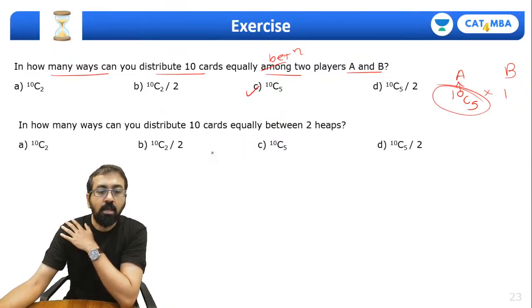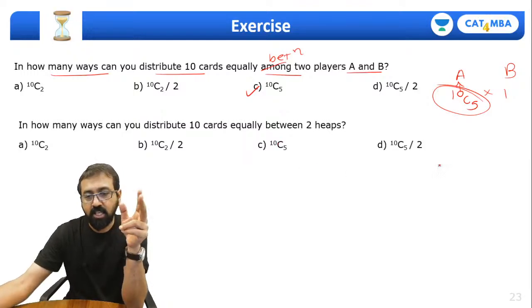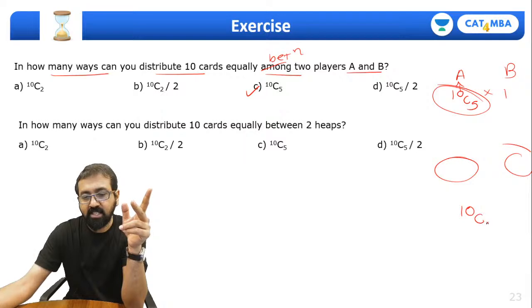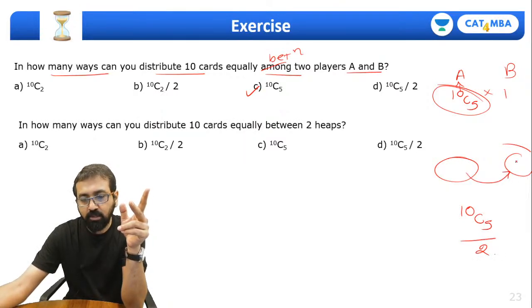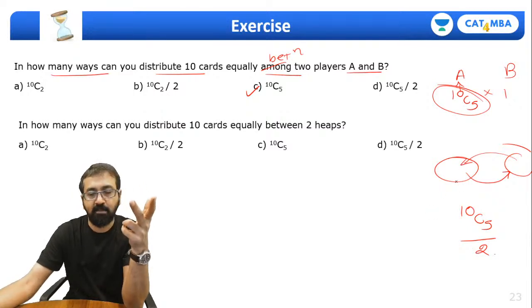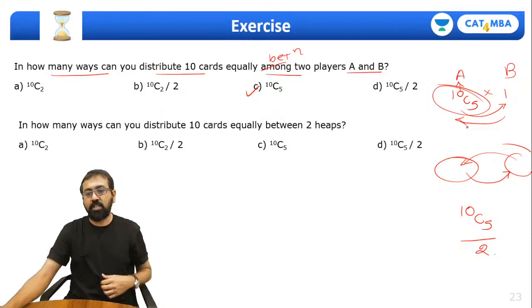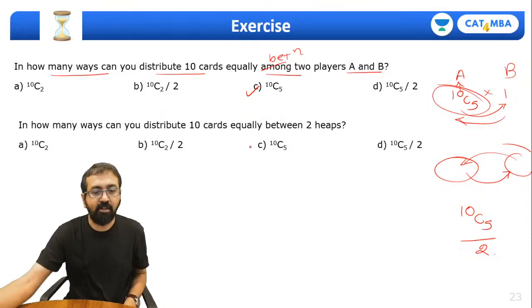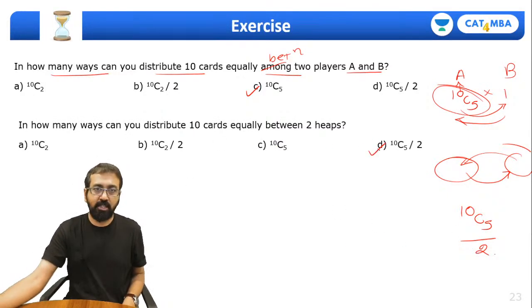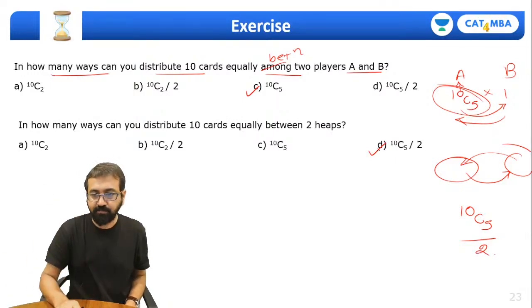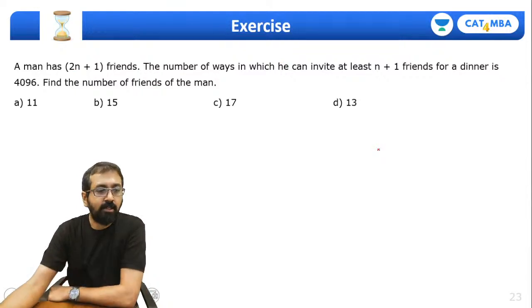But if there are two heaps instead of players, the answer will be 10C5 divided by 2, because this card going over here and this card coming over there is the same split. But in the case of players, they are different. So that's why, for heaps, this is 10C5 divided by 2, option D. I hope all of you are pretty clear with this concept as well. So let's go ahead with this.